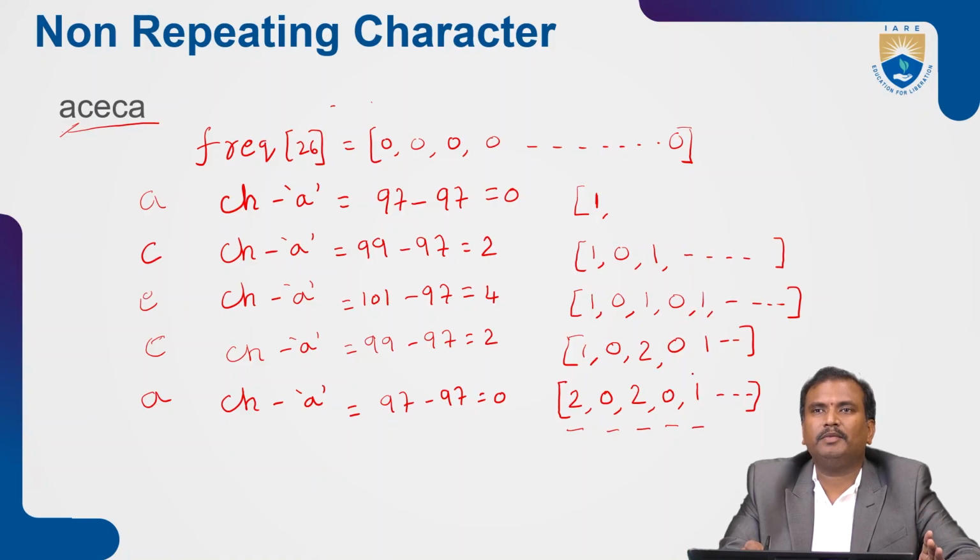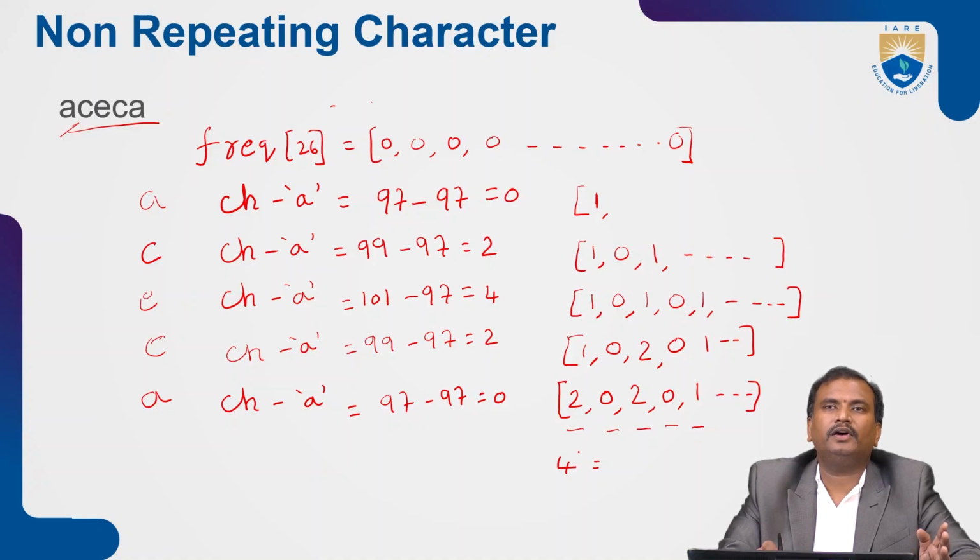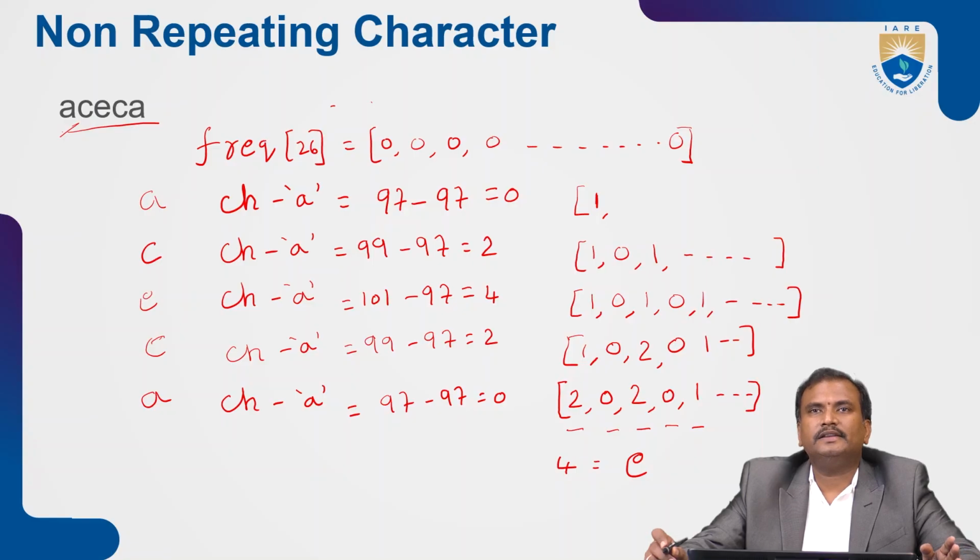So the first element which occurs only one time is at the 4th index. The index 4 character is what we need to return, which is E. So this is the procedure I have taken for completing this coding problem.